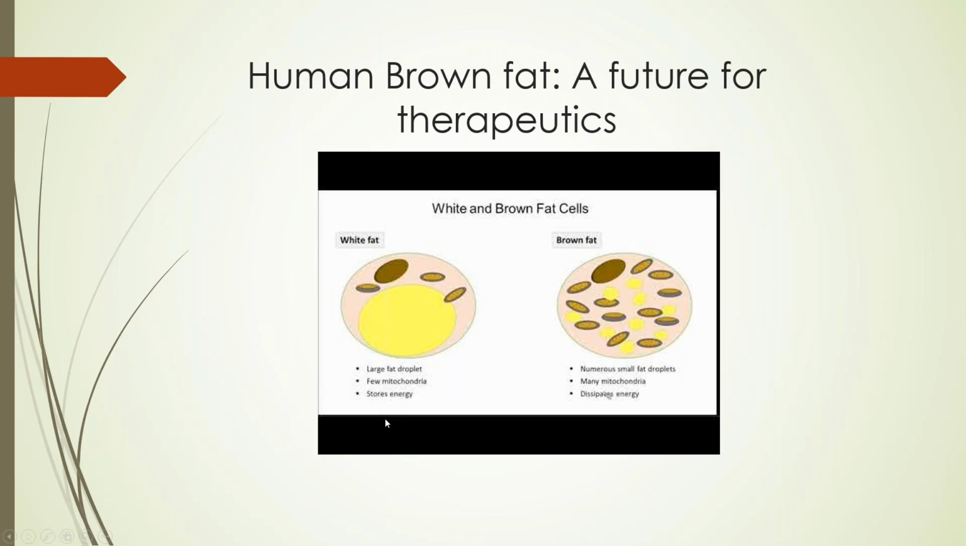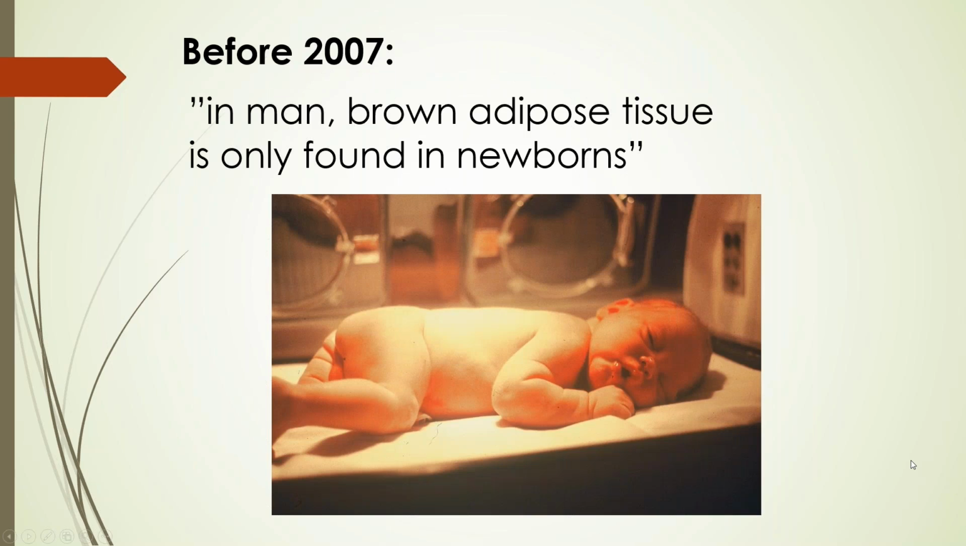In contrast, brown fat cells are brown because they have a lot of mitochondria. The mitochondrial content gives them a brown tinge. Because they are fat cells, they also store lipid, but instead of one huge unilocular lipid droplet, they have multilocular small lipid droplets interspersed in the cytosol, and their main purpose is to dissipate energy and produce heat. So this is the classical difference between white and brown fat cells.